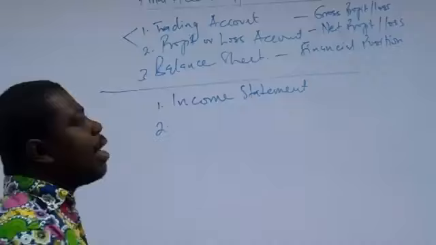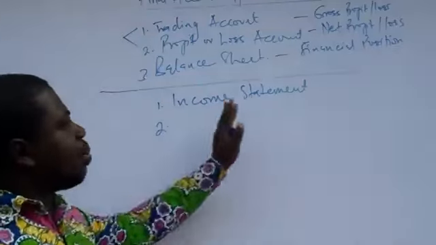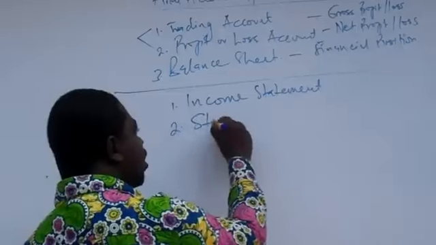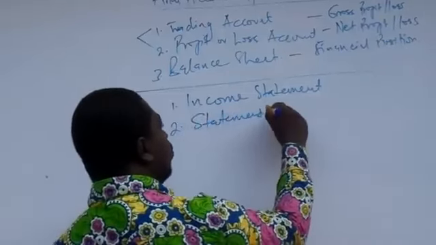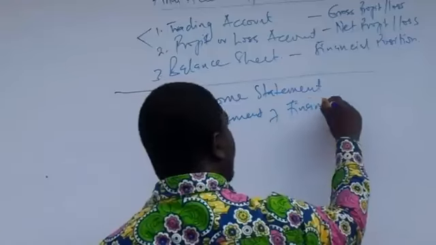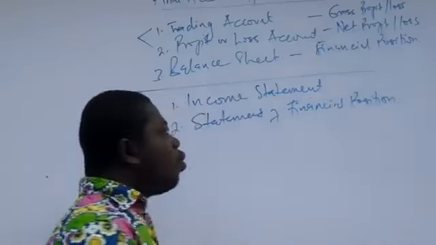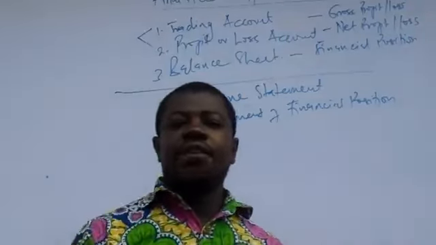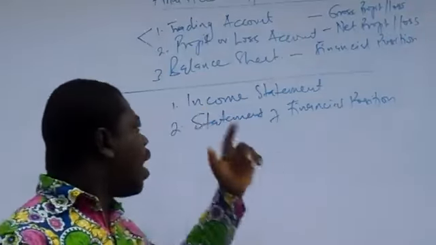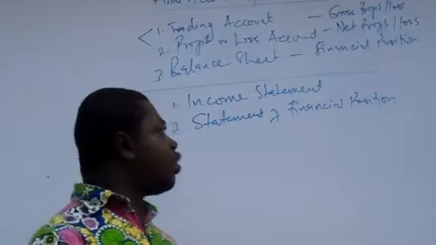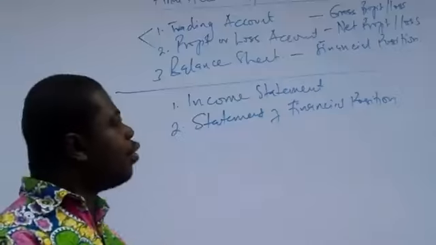And then the balance sheet, since it's prepared to show the financial position, is also now called the statement of financial position. So basically, the final accounts of a sole trader are the income statement and the statement of financial position. These are the two statements that we are going to focus on.